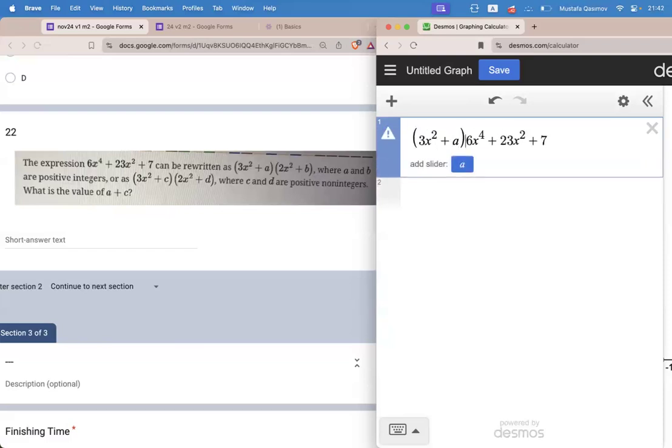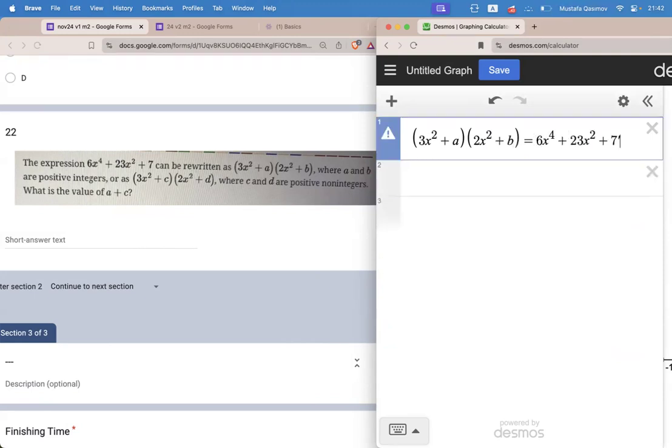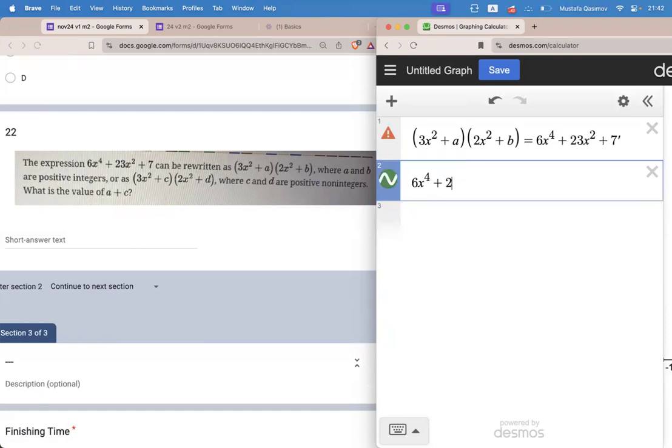3x squared plus a, 2x squared plus b is equal to this one, right? 6x to the power of 4 plus 2ax squared plus 3bx squared plus ab is equal to 6x to the power of 4 plus 23x squared plus 7.